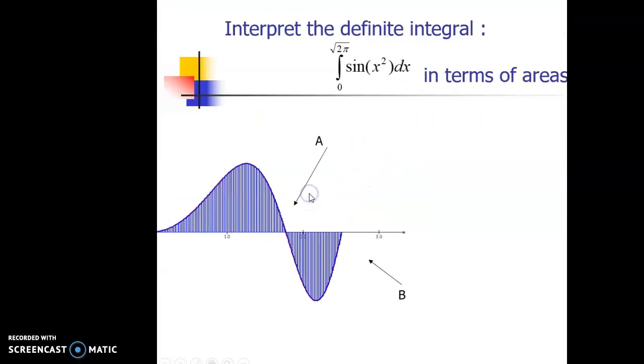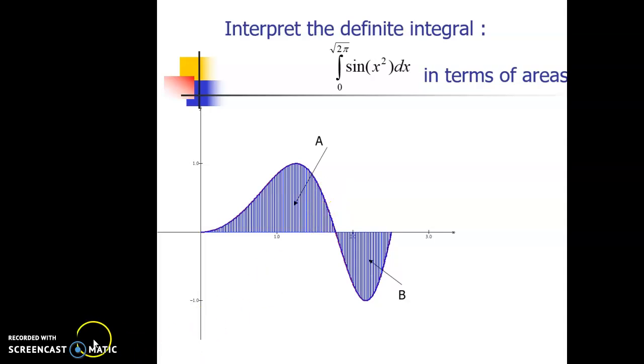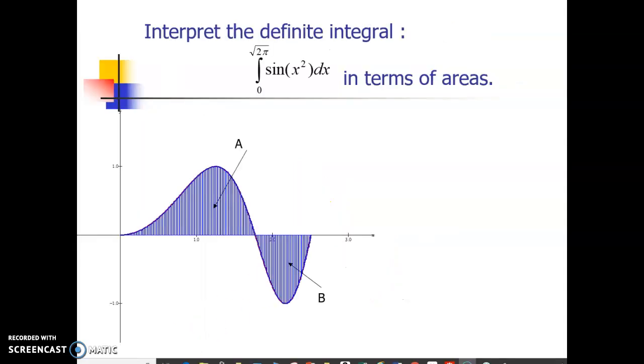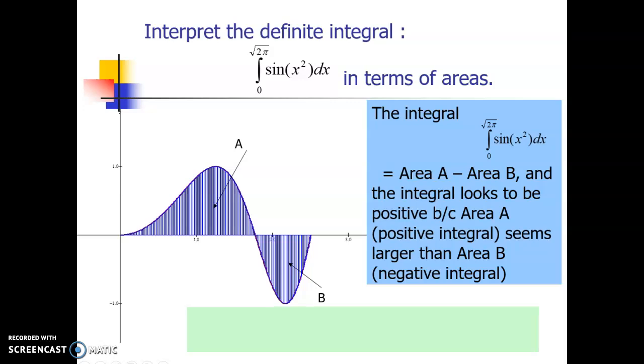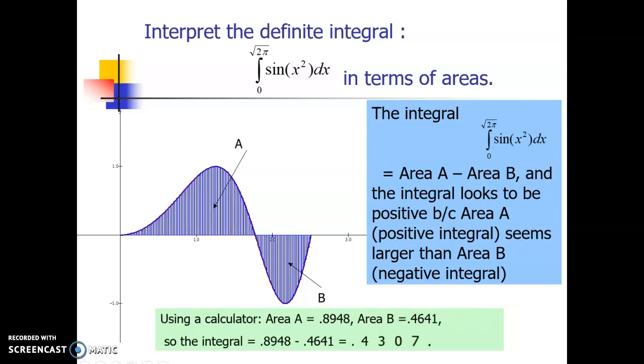Let me bring this over for a second. Let me go back to our PowerPoint here so we can see. We used Mathematica here to find that area A was 0.8948. Area B was 0.4641, but negative. So adding them together, we would get 0.4307. Again, those numbers were all found using technology.